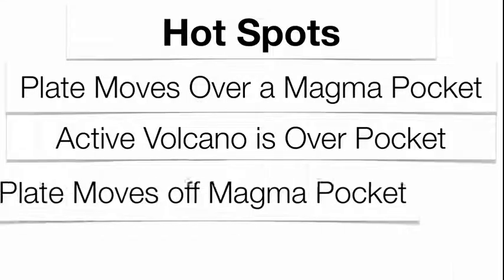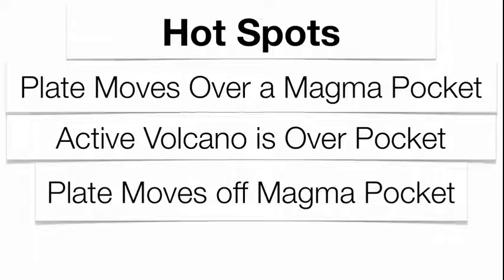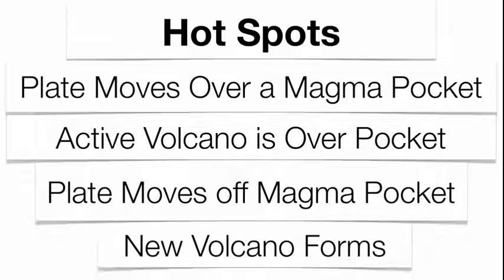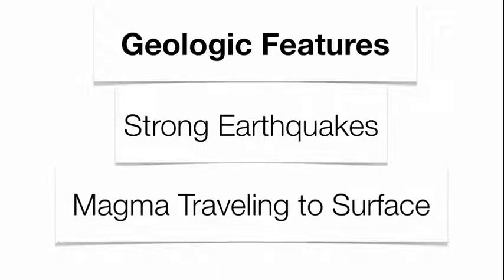So that volcano becomes inactive as the plate moves off the magma pocket. What happens here is that a new volcano will pop up behind the inactive one. And this happens over and over and over again. You tend to get a string of volcanoes, with the only one that's active being the one that's over top of the magma pocket. That's essentially what a hotspot is. So some of these geologic features tend to get very strong earthquakes due to the quantity of magma traveling up to the surface. You also tend to get some very vibrant lava flows as well.